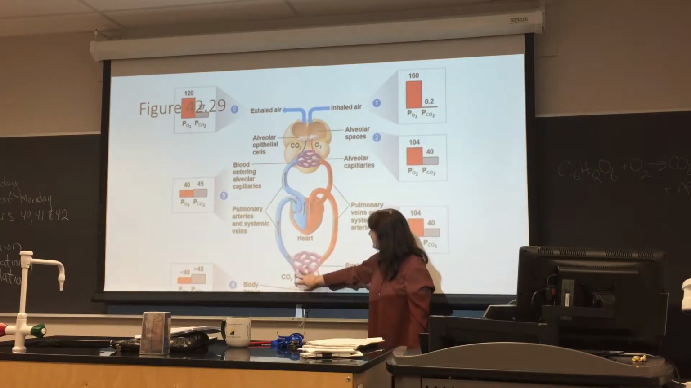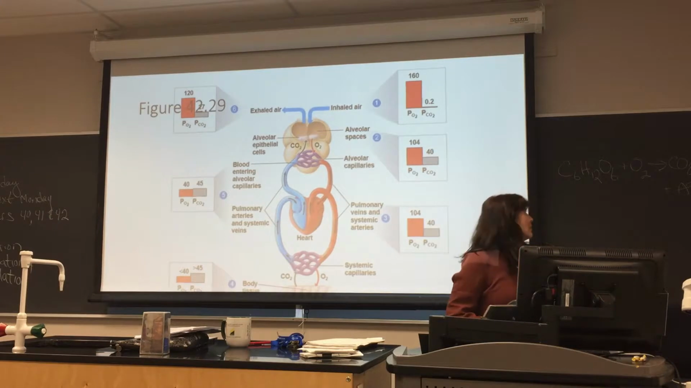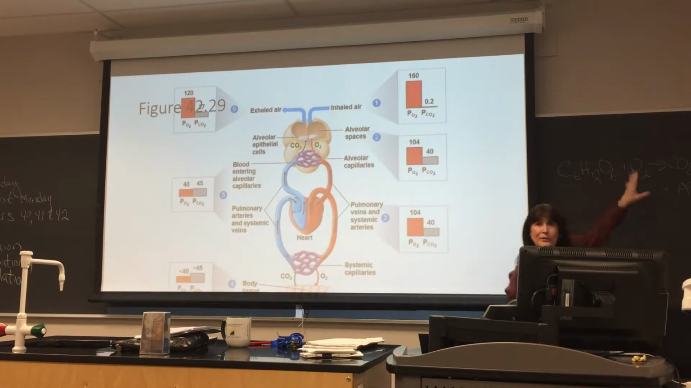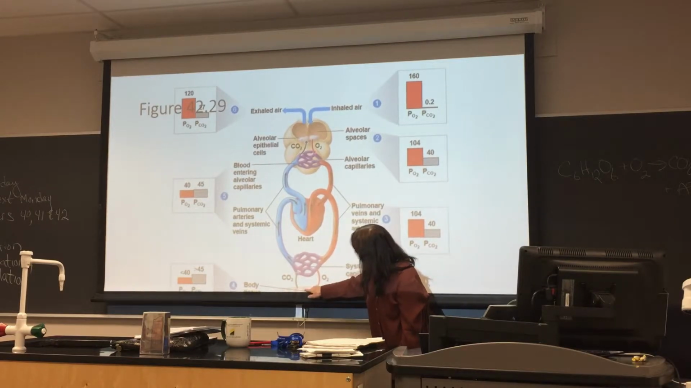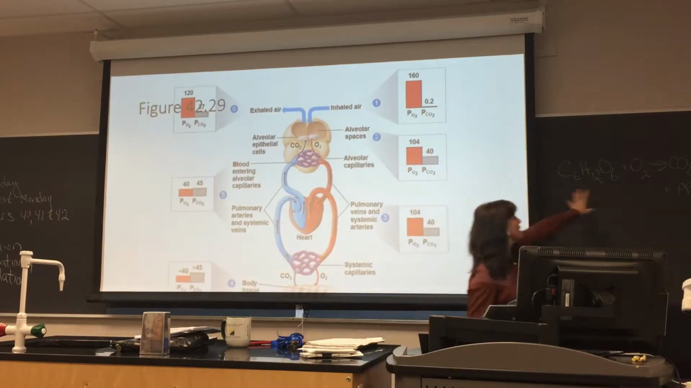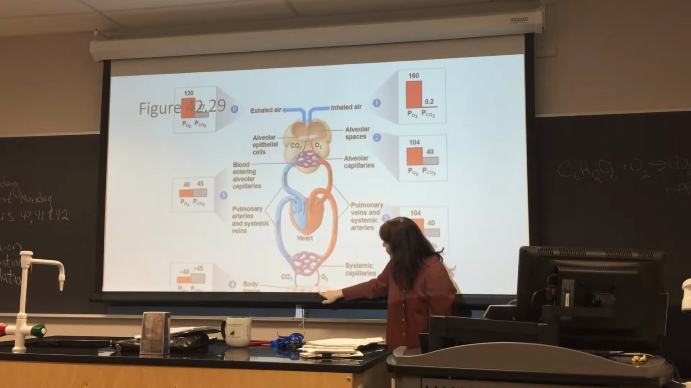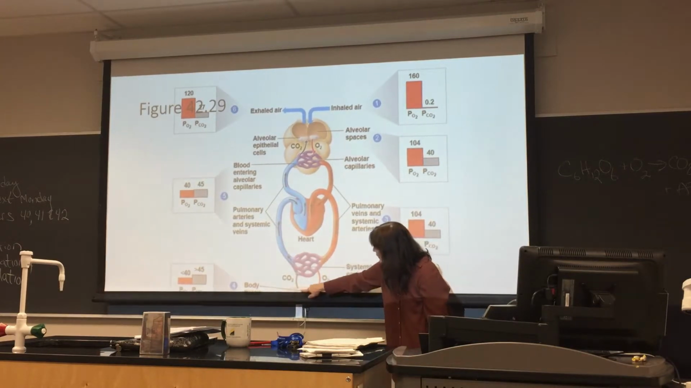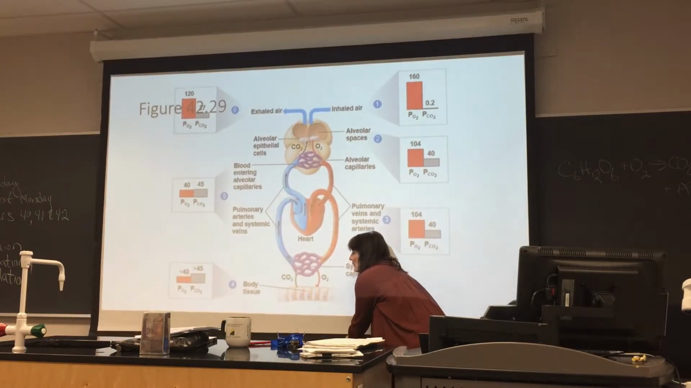And then we get to the systemic cells of the body, and they need oxygen. They are low on oxygen because they've been doing cellular respiration. They don't have much oxygen, so they're going to have to pull this oxygen in. Low levels of oxygen here, higher levels in the blood, so oxygen goes into the systemic tissue. We'll call it body tissue or systemic.